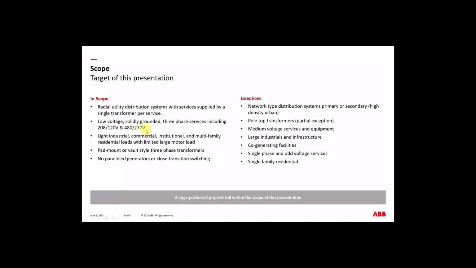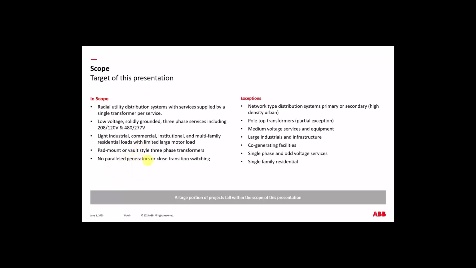In scope: basic services, 3-phase, low voltage, 120/208 and 480/277. Customers: light industrial, commercial, institutional, multifamily residential, office buildings. That's kind of the bread and butter of what consulting engineers do that do commercial projects. I mean, everything except basically customers with big motors. So heavy industrial is out, but probably 80-90% of the projects that get done, this covers.